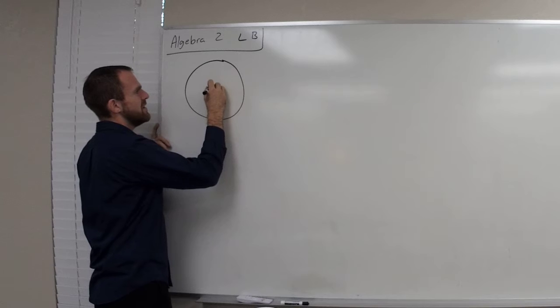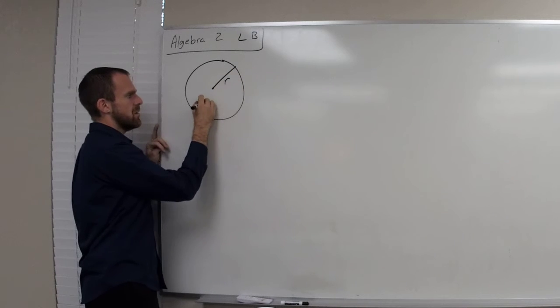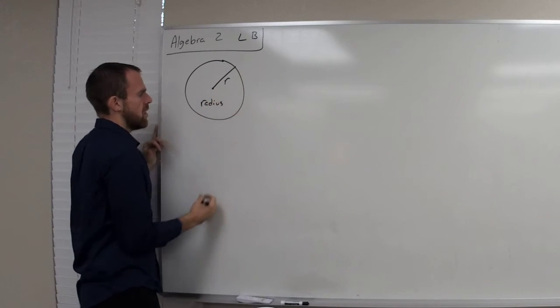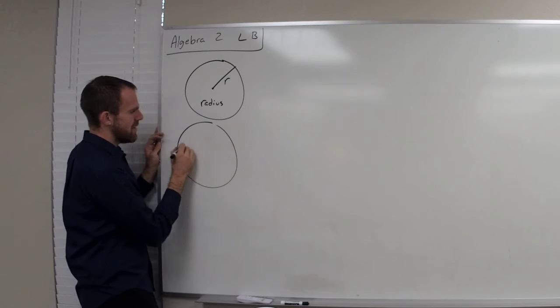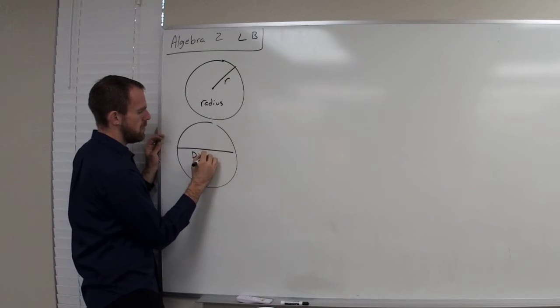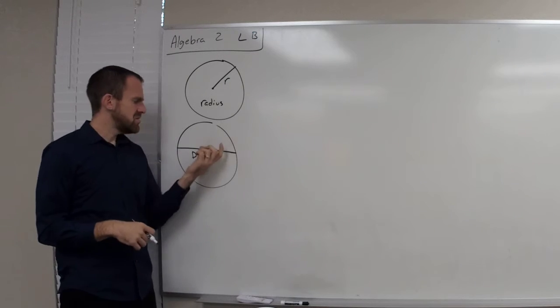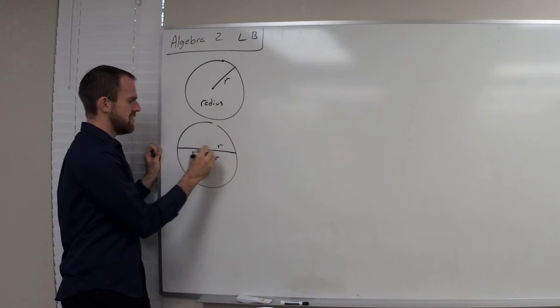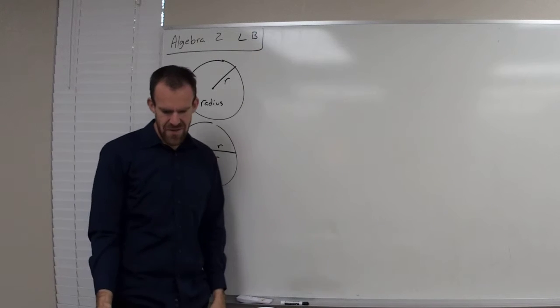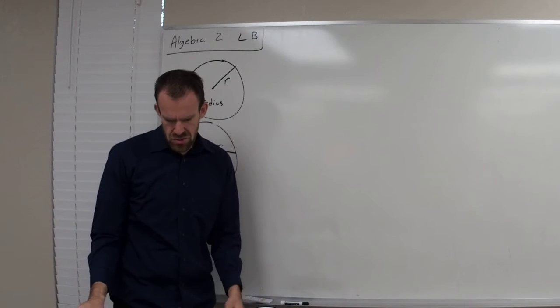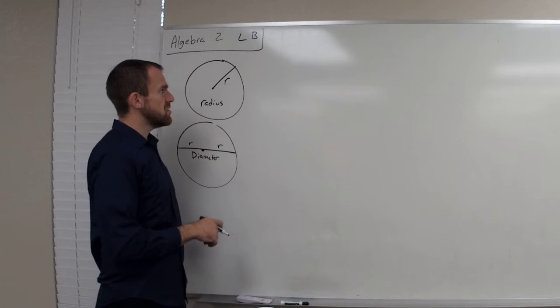You guys remember that this is the radius. This is the diameter. And in fact, as long as it goes through the middle, it is 2 times the radius, because you have a radius here and a radius there. So, what are the equations for a circle that you should know?